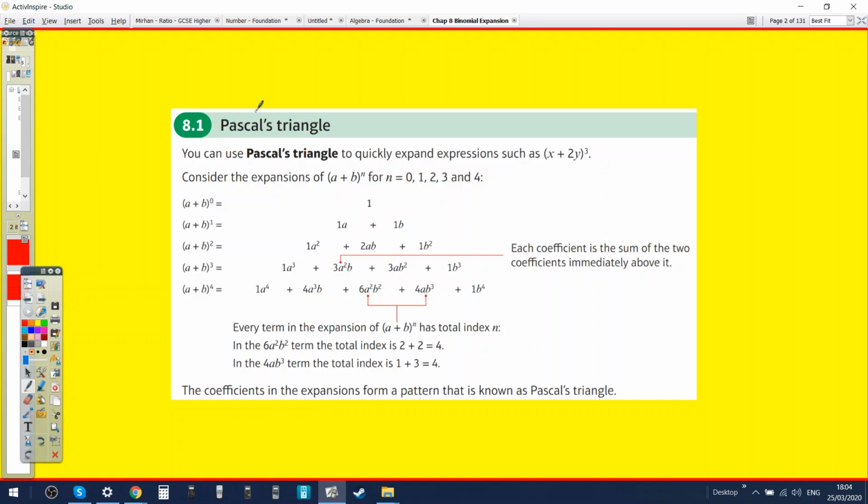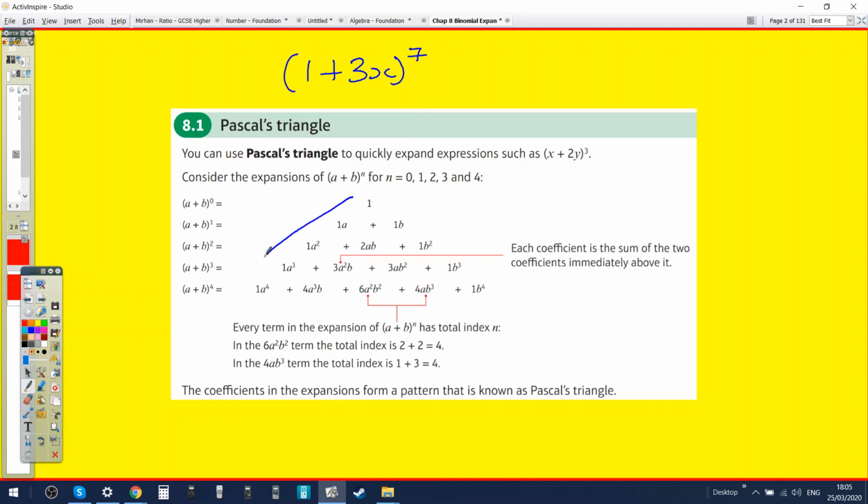Let's see. Pascal's triangle. So basically, binomial expansion is a fast way of expanding brackets with two things in them. So, like a bracket like 1 plus 3x or something that's got two things in it. If you had to do that to the power of 7, you could do 7 brackets and take a very long time to do it. Or you can find some quick ways.